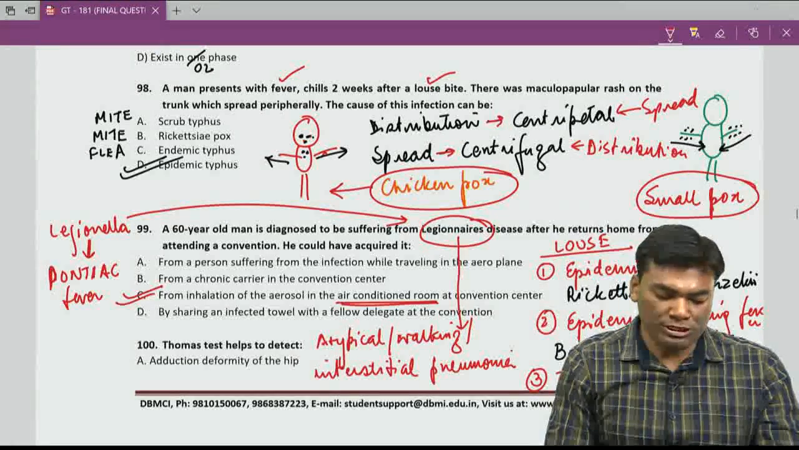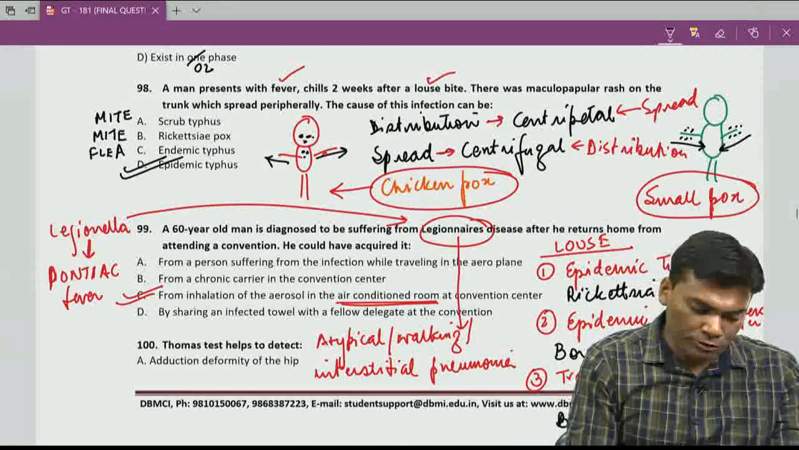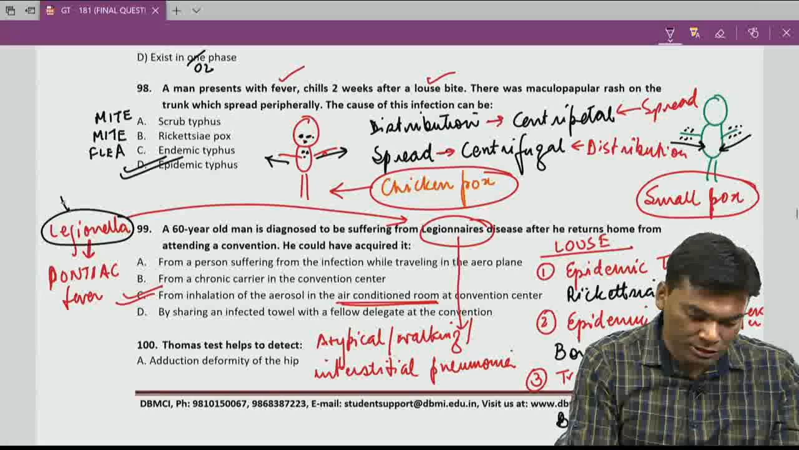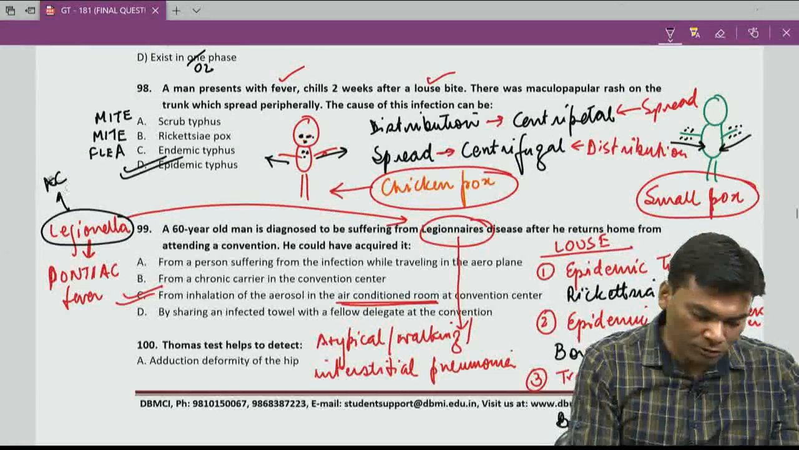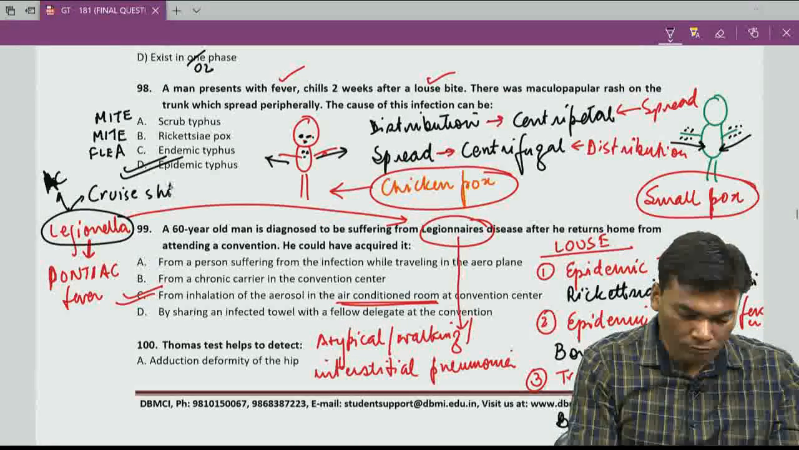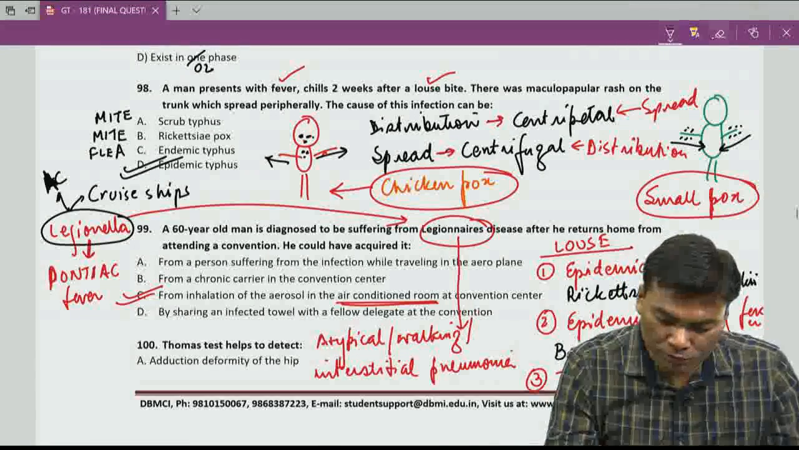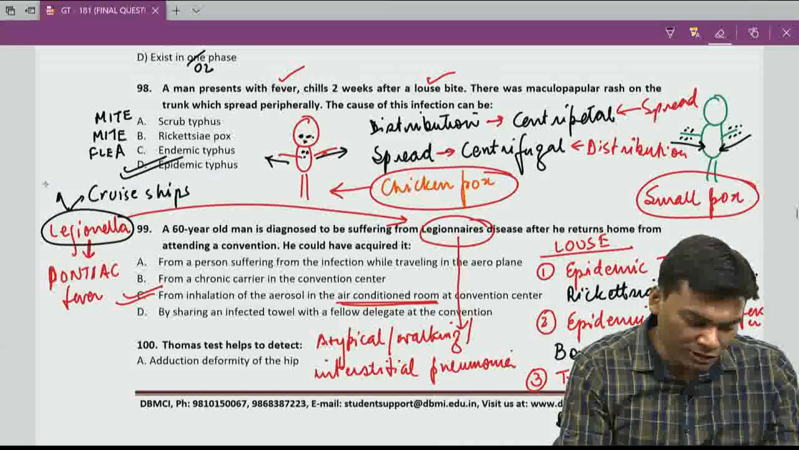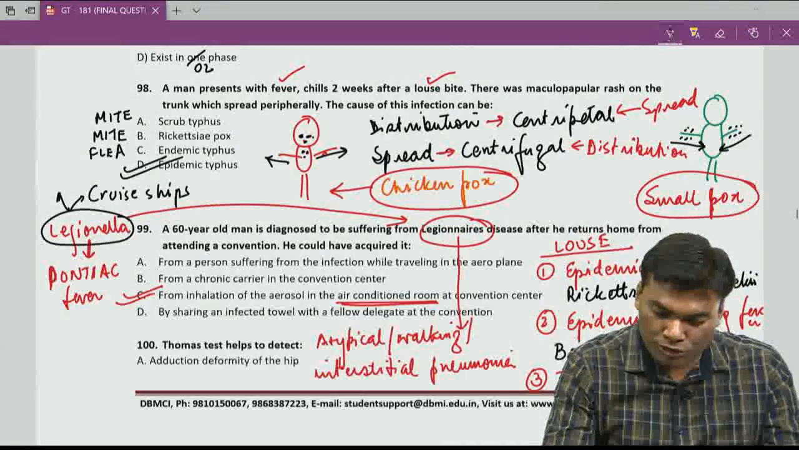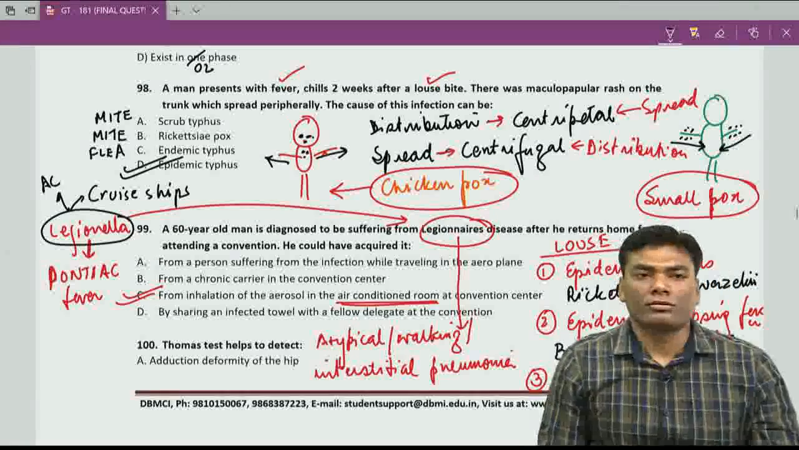Now these 2 diseases of Legionella are associated with 2 things. Remember this. First is AC. Wherever there is AC, we talk about air conditioning, we talk about Legionella. The second thing is cruise ships. So wherever we talk about AC and cruise ships, then we talk about Legionella. So from air-conditioned sources of infection, we can get Legionella, right?